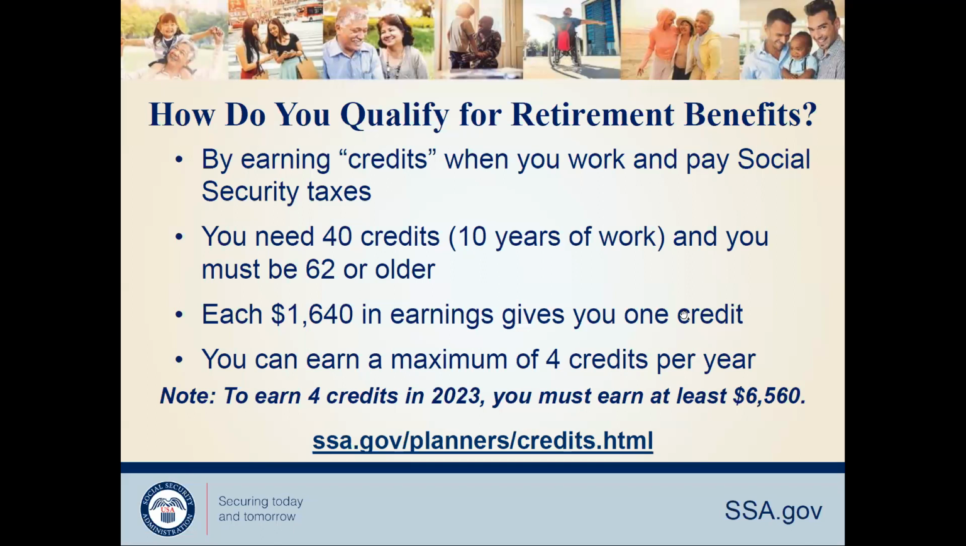In 2023, you must earn $1,640 in covered earnings to get one Social Security or Medicare work credit and $6,560 to get the maximum 4 credits for the year. When you work and pay Social Security taxes, you earn up to a maximum of 4 credits for each year. During your lifetime, you will probably earn more credits than the minimum number you need to be eligible for benefits. However, these extra credits do not increase your benefit amount. Your average earnings during your working years determine how much your monthly payment will be.